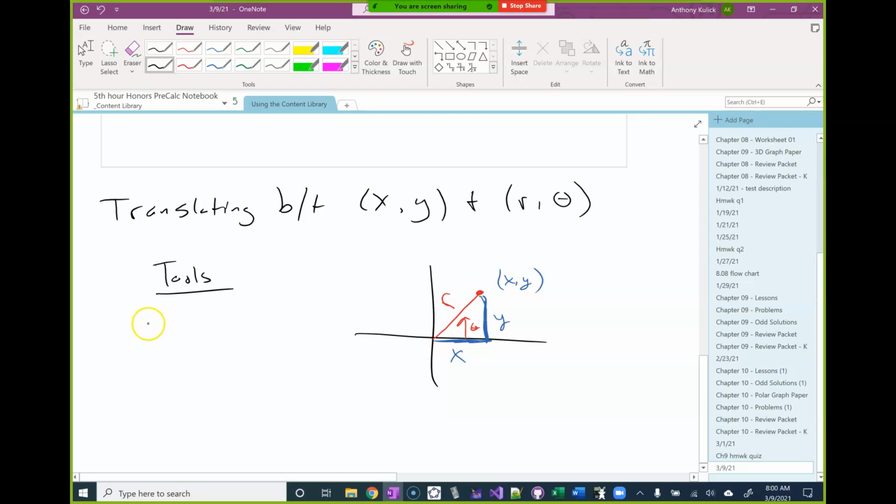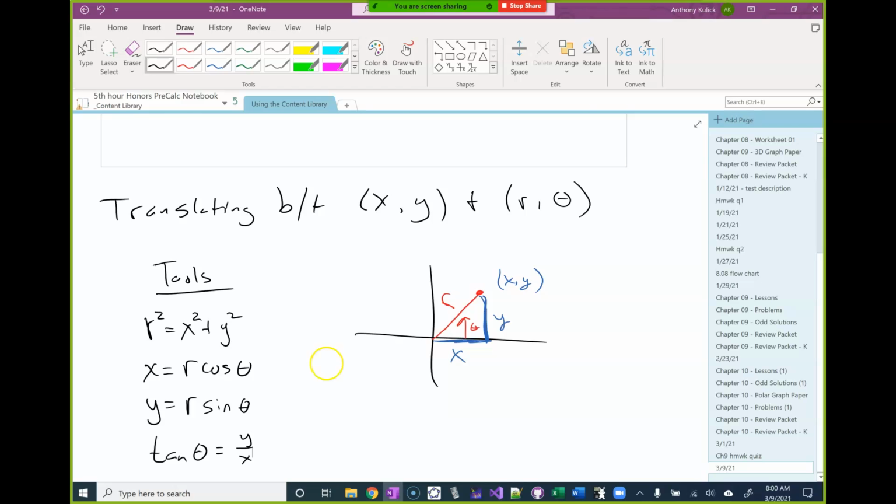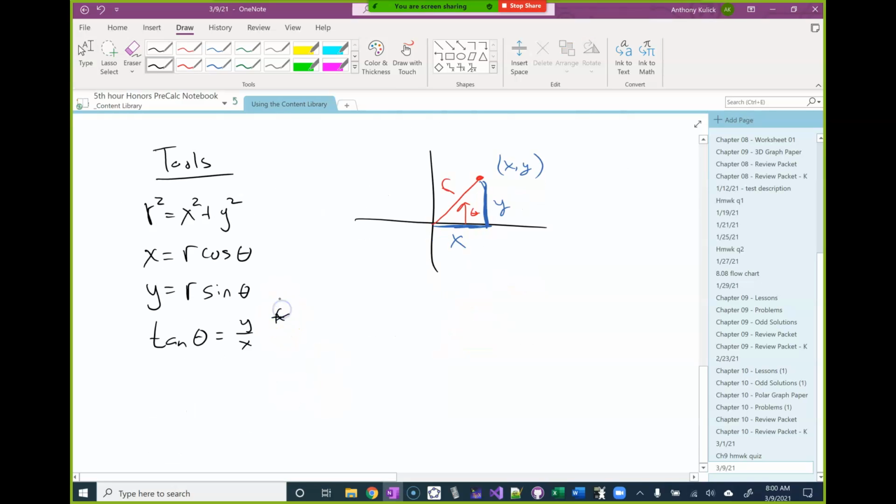So one thing we can say is that r squared should equal x squared plus y squared. We know that x is going to equal r times cosine theta, and y will equal r sine theta. And I'm going to put a little star next to the tangent one, because we have to be careful using it, especially if we're using it to find theta, which is the time we'd most often use this, because we might have to add or subtract a multiple of 180.